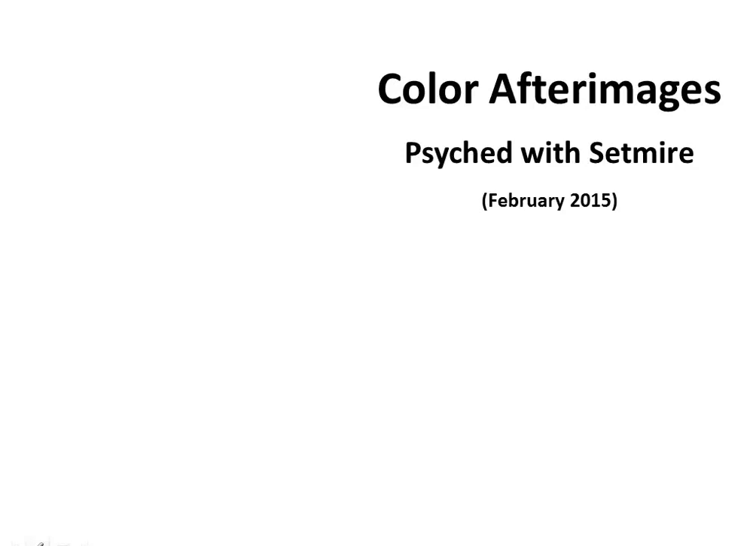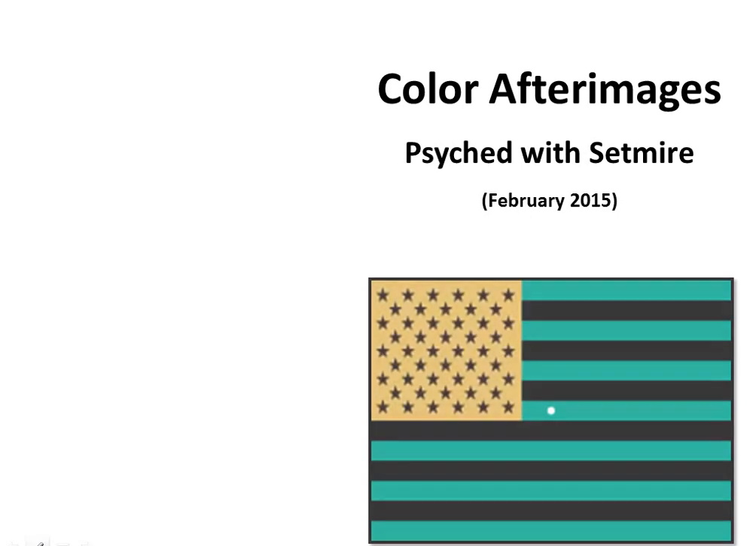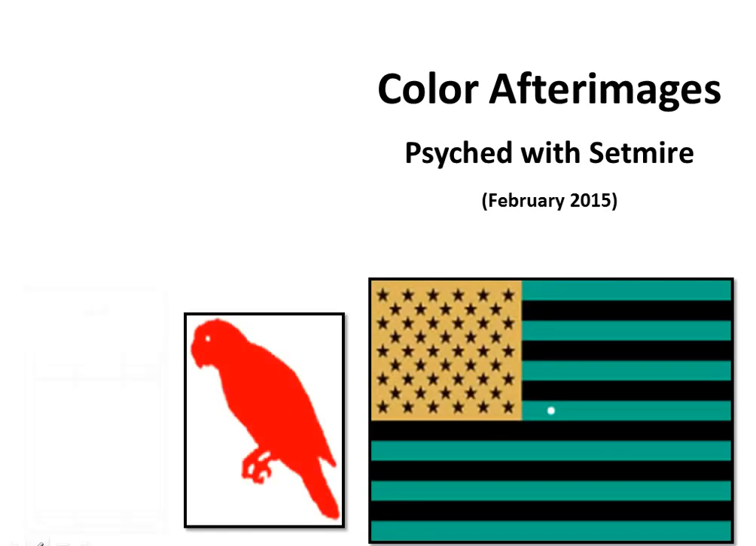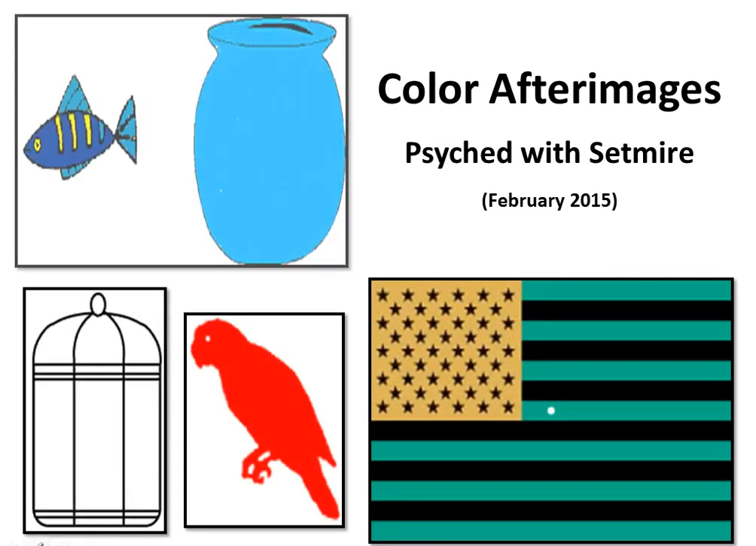Today what we're going to do is look at color after images. So we'll describe a little bit what color after images are, why they occur, and then I have a couple of examples that you can see here. We'll look at a flag, we'll look at a bird, a fish, kind of bombarding your eyes with a couple of different after images today.